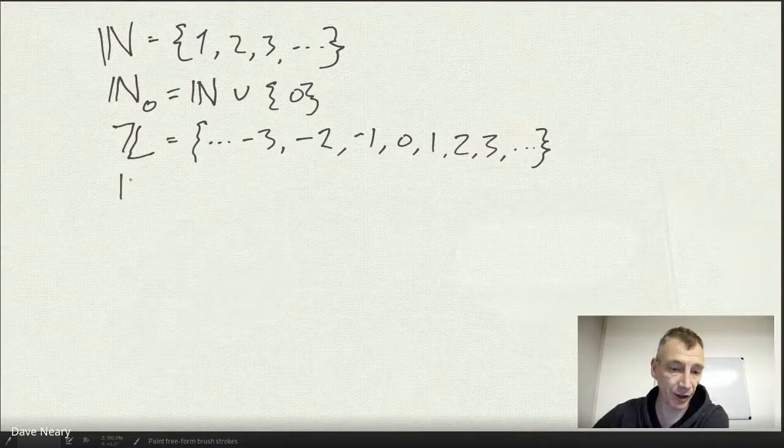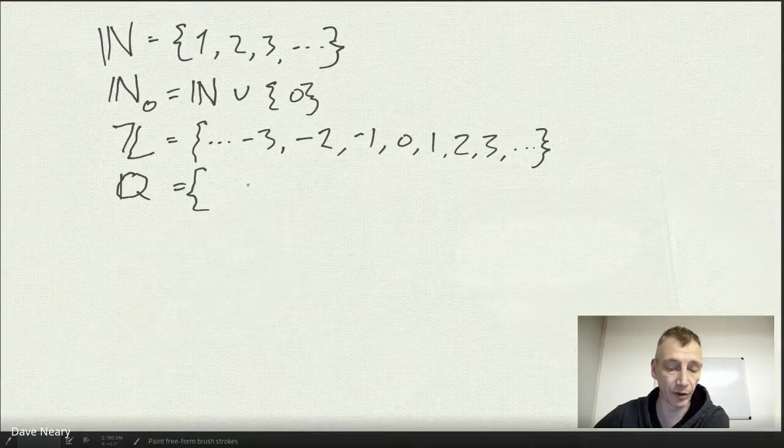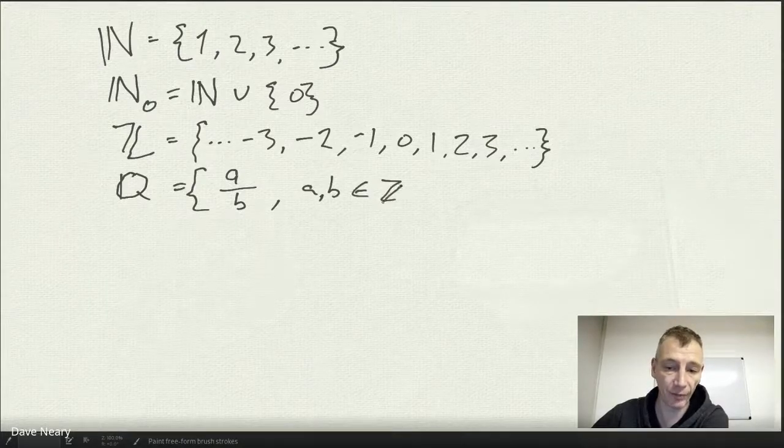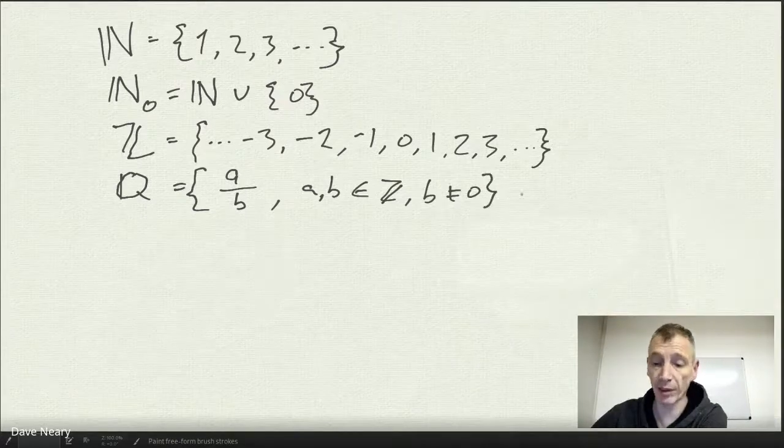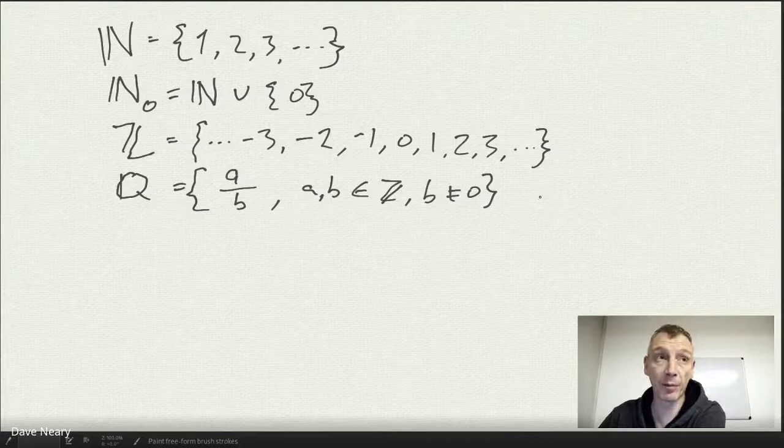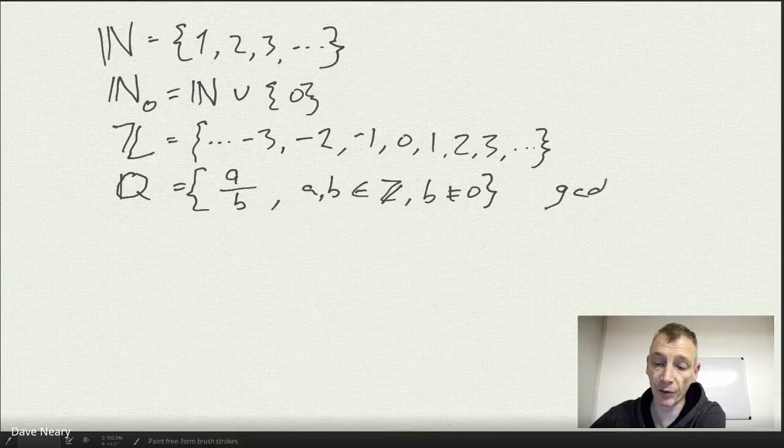And then the other number set that we will come across quite often, the rational numbers. I'm going to define those as the set of numbers a over b, where a and b are in the integers, b is not equal to 0. And if we want, we can specify, but it's unnecessary, that the greatest common divisor between a and b is 1.